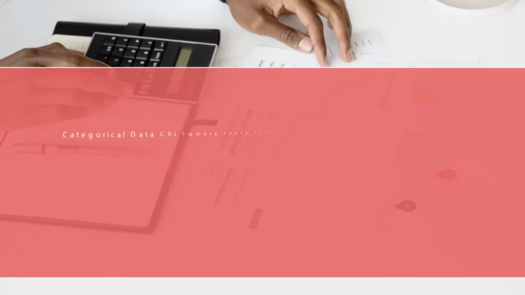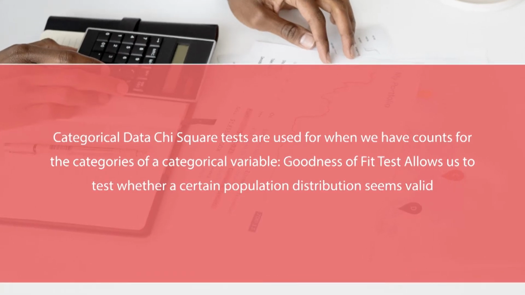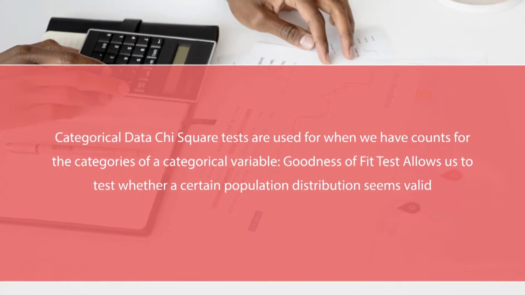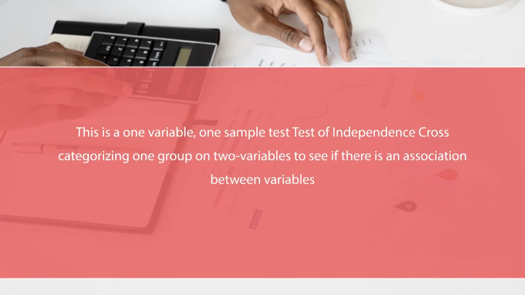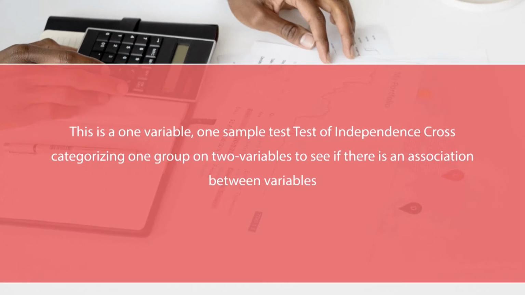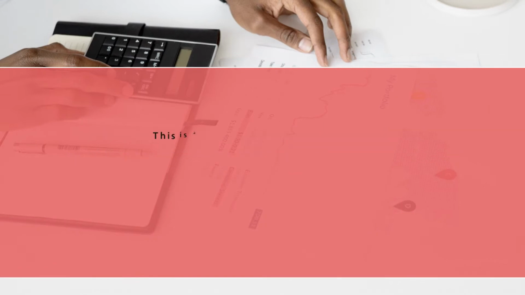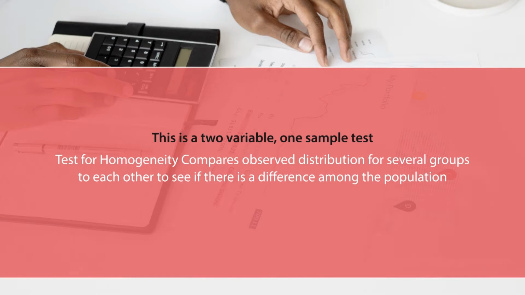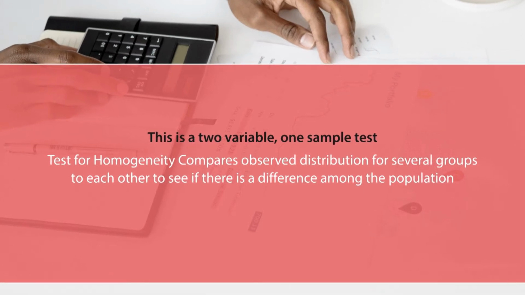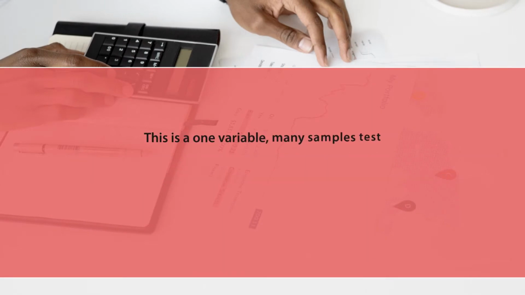Categorically, chi-square tests are used when we have counts for the categories of a categorical variable. The goodness of fit test allows us to test whether a certain population distribution seems valid. This is a one variable, one sample test. The test of independence cross-categorizes one group on two variables to see if there is an association between variables. So this is a two variable, one sample test. And the test for homogeneity compares observed distributions for several groups to each other to see if there is a difference among the populations. That is one variable, many sample tests.